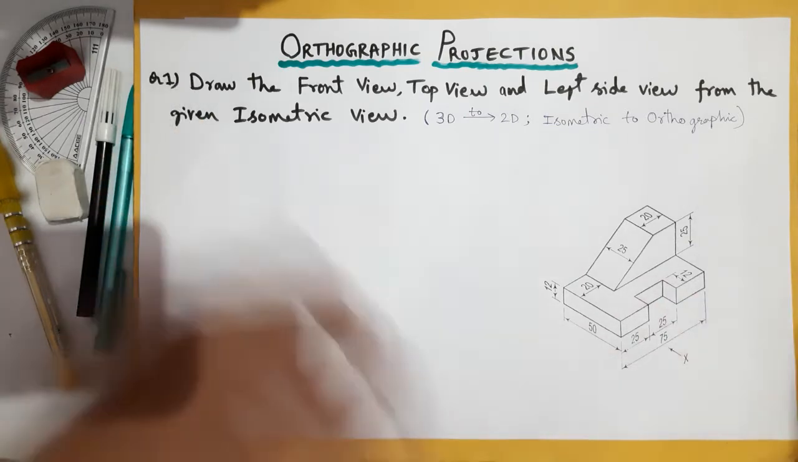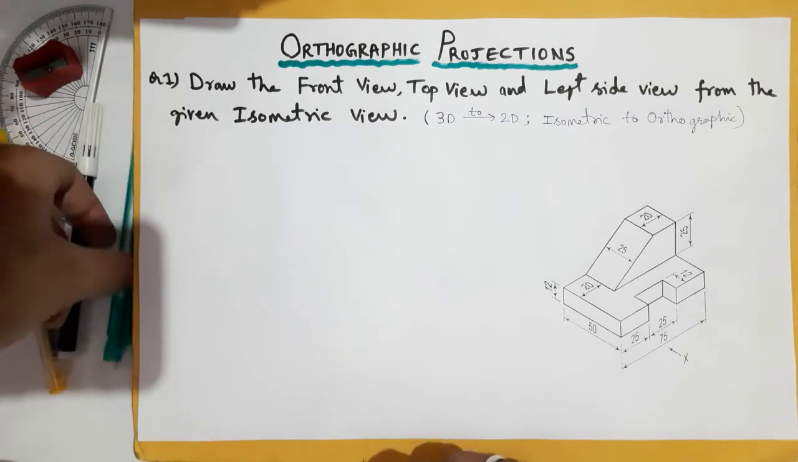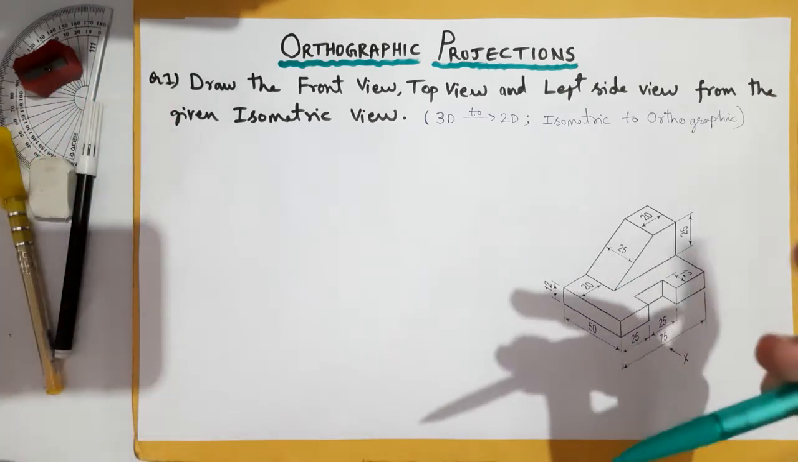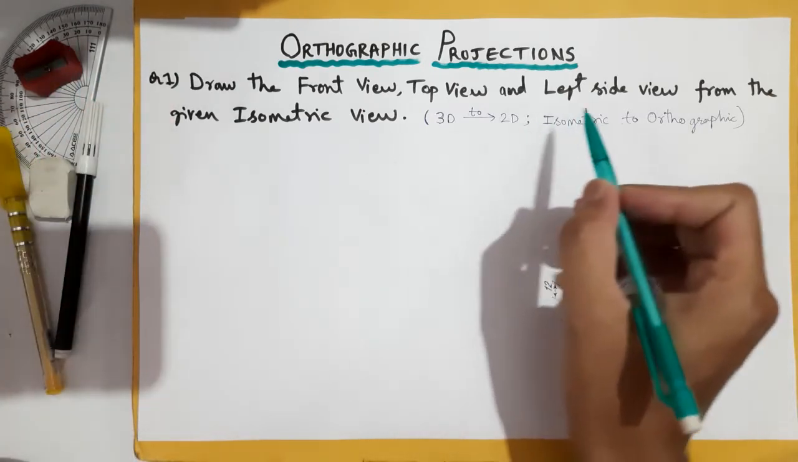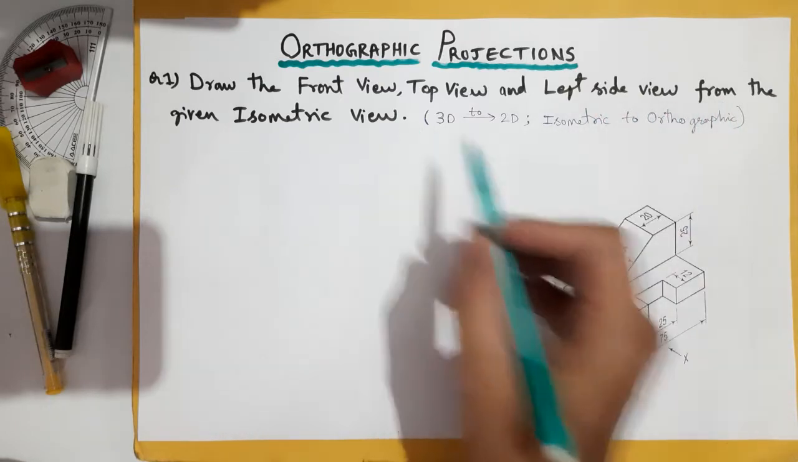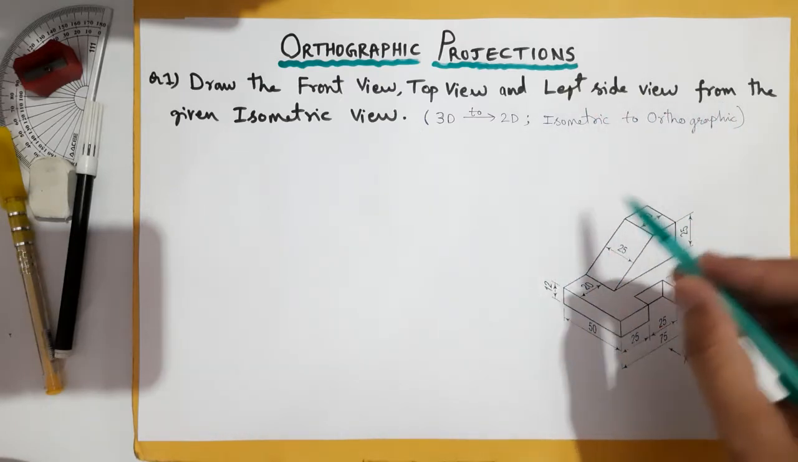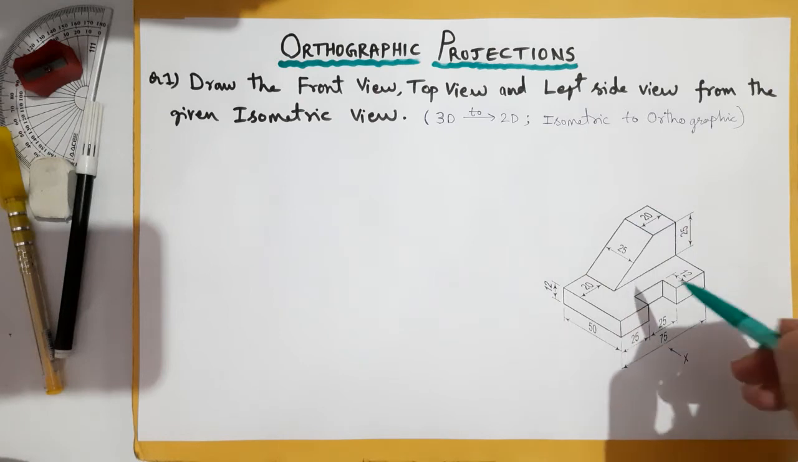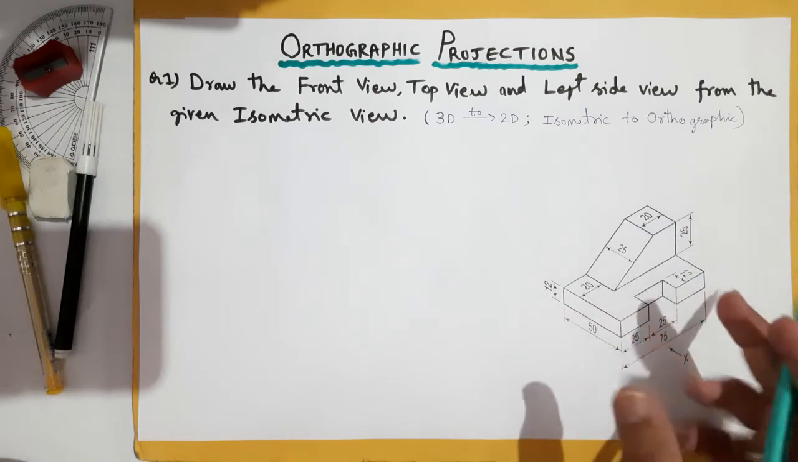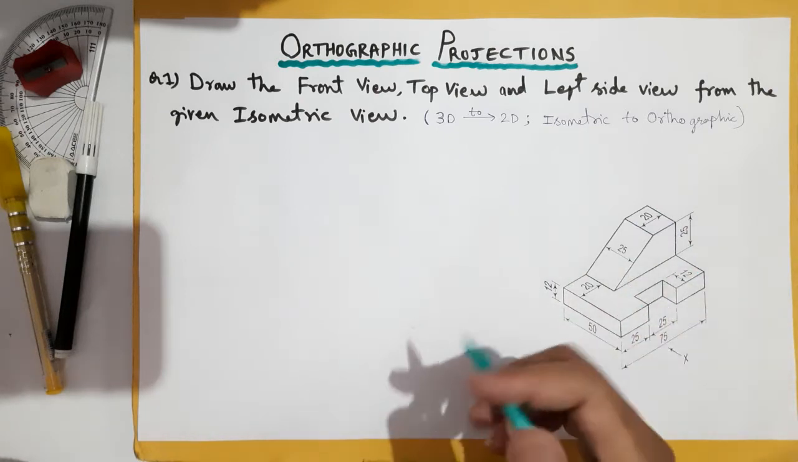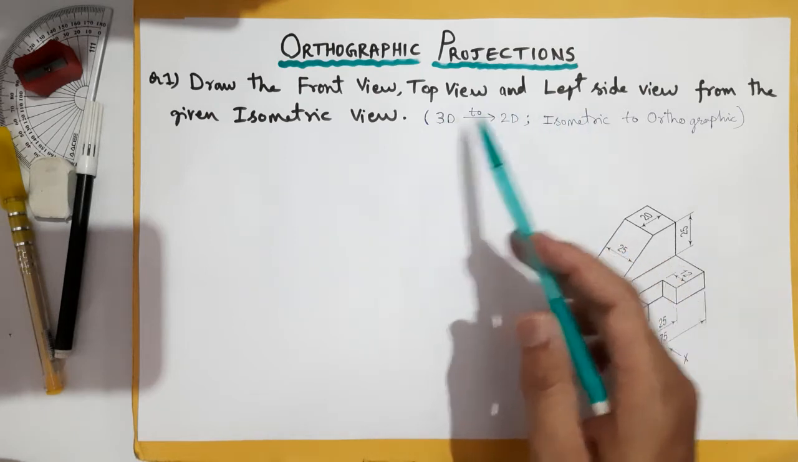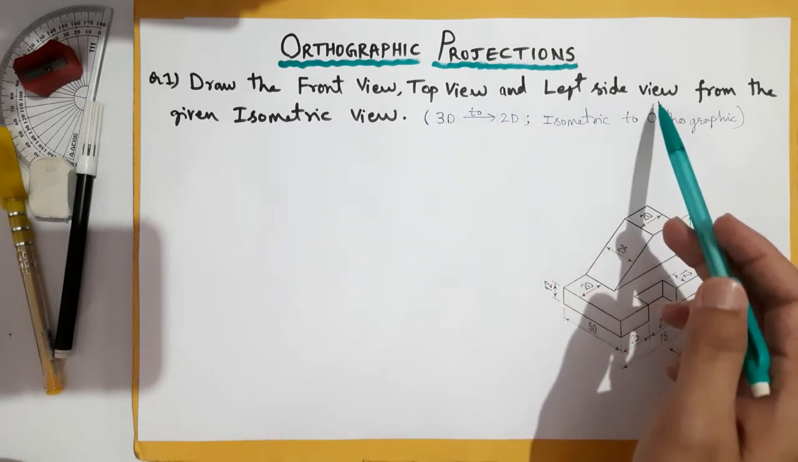Here in this question we need to draw the front view, top view and left side view from the given isometric view. This is given in the question itself. This is the isometric view, that is the 3D view. So here basically we are converting a 3D diagram to a 2D diagram. Let us see what they are asking: front view, top view and left side view.